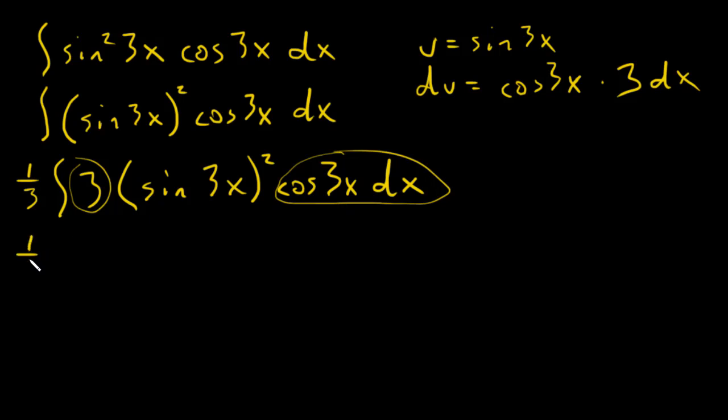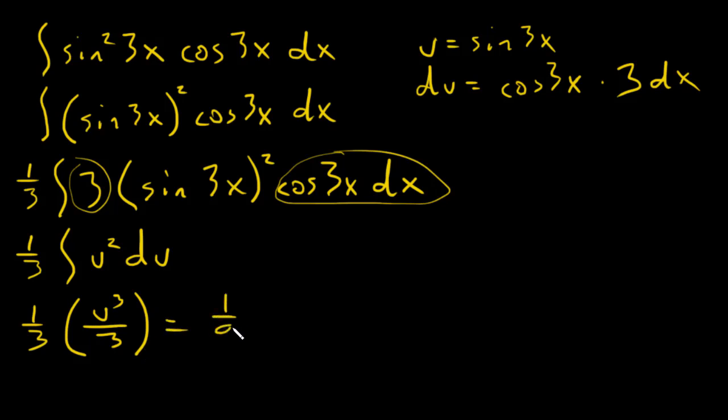So this becomes 1/3 integral u squared du. That whole thing becomes u squared du, and I can solve that. That becomes 1/3 times u cubed over 3, which is 1/9 u cubed plus c. Don't want to forget my plus c. And so now I can substitute the u back in.